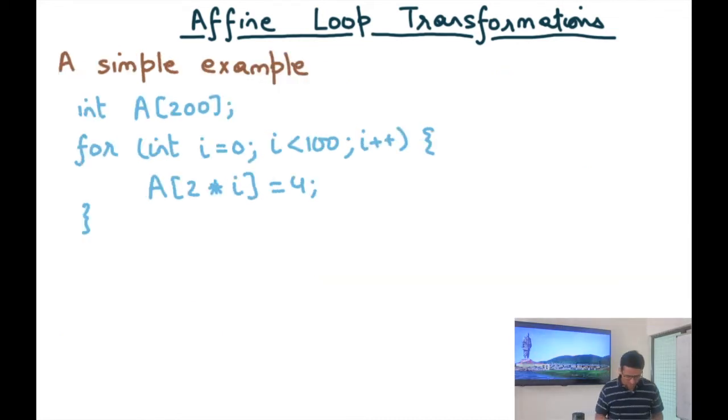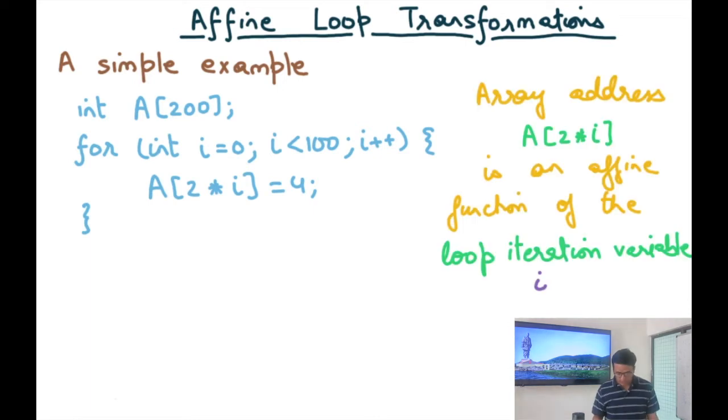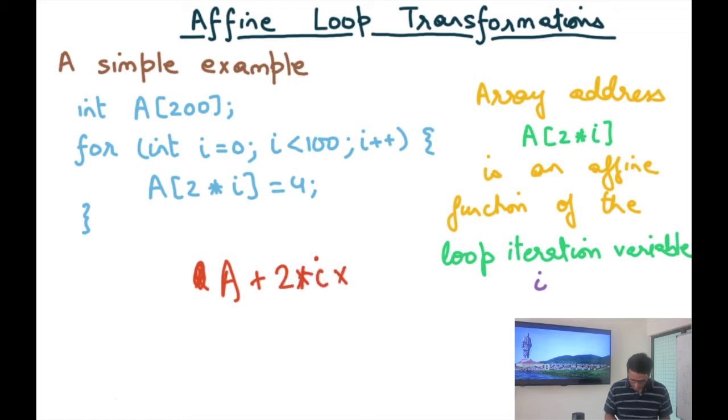So here's a simple example. Here is a single loop. Here's an array A of size, let's say, 200. And then I have a loop which says for int i equals 0 to 100, i plus plus, A of 2 times i equals 4. Now this is an affine array access because the address of the array element A of 2 times i, I can write this as the address of A, which is let's say A plus 2 times i, times the size of whatever is the int, right?